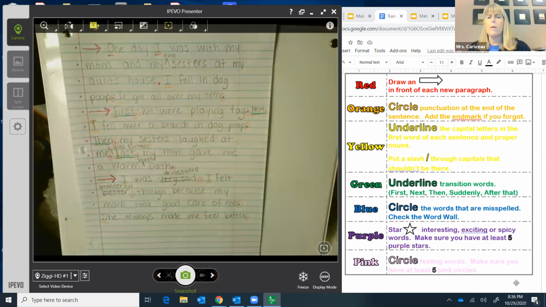Blue is I'm going to look at my words and see which words are misspelled. I need to make sure I'm spelling my word wall words right. If I want to know how to spell a word that I wanted to make sure I knew how to spell, if it was a 5-star word, I could circle it and ask an adult or ask Alexa or look it up maybe in the 2nd grade 5-star dictionary. It might be in there.